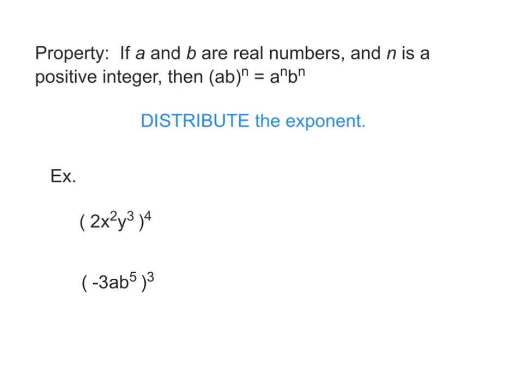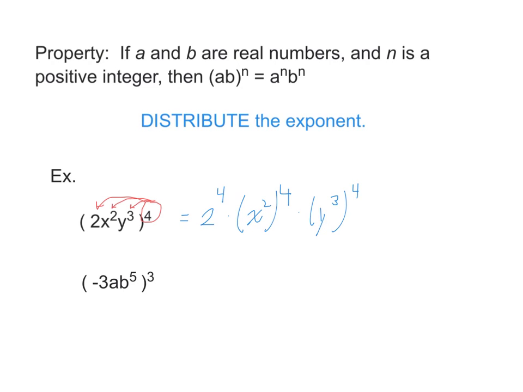This gets much more complex. This 4 that you see here is going to get distributed to all of the parts. The 2, the x squared, and the y cubed. So I'll have 2 to the 4th times x squared to the 4th times y cubed to the 4th.